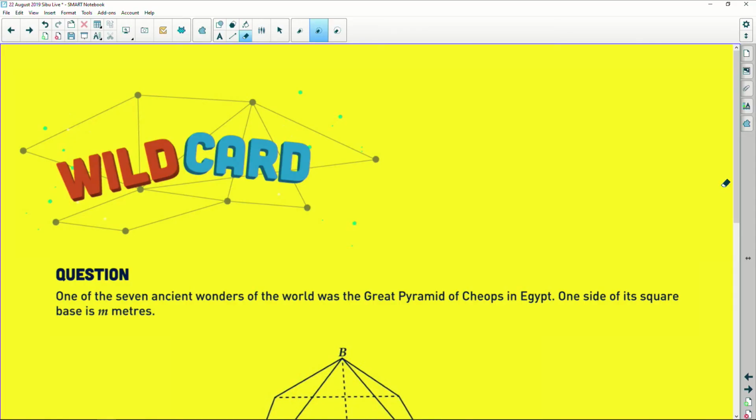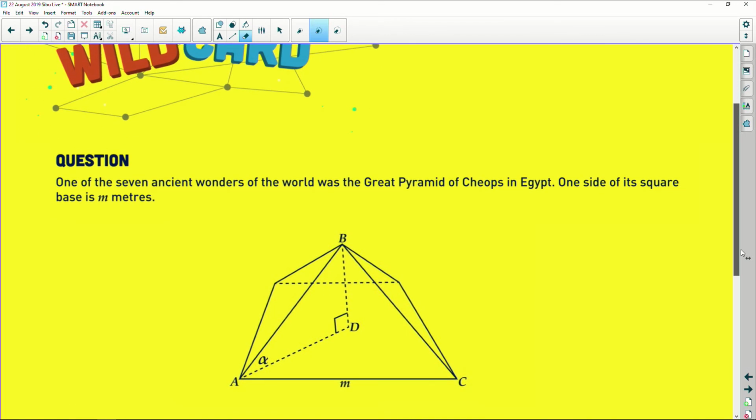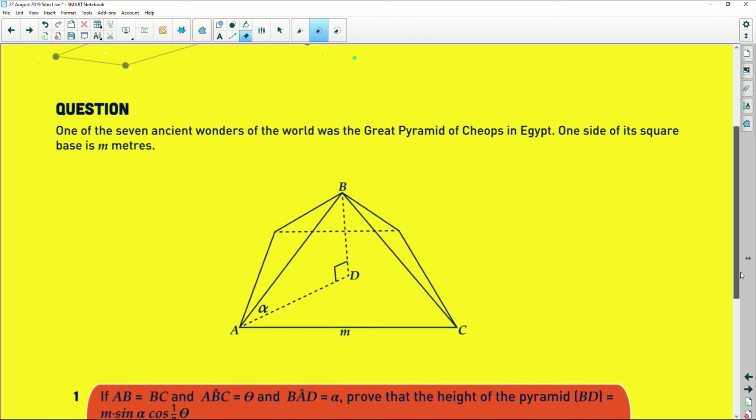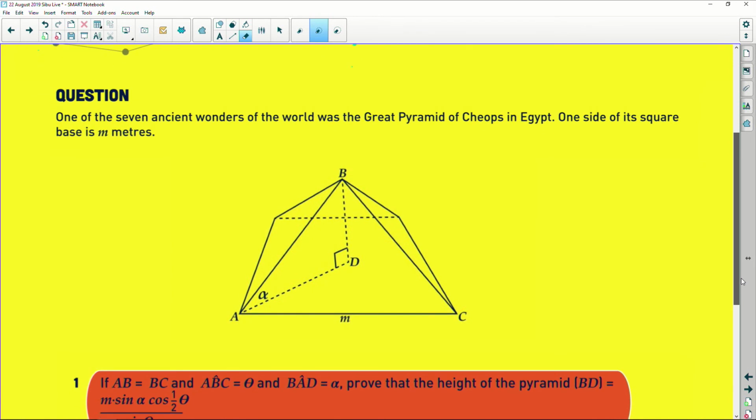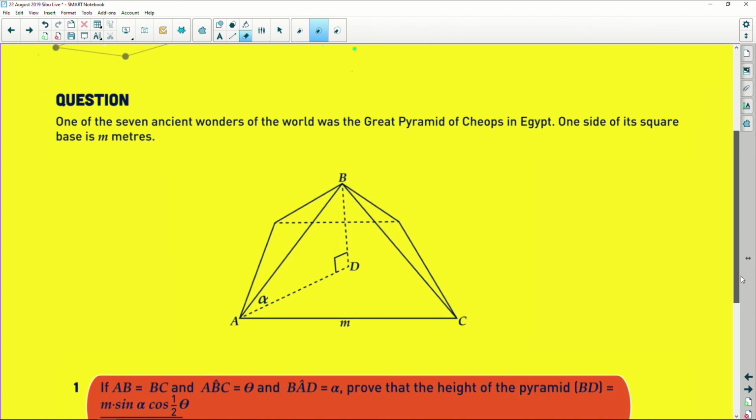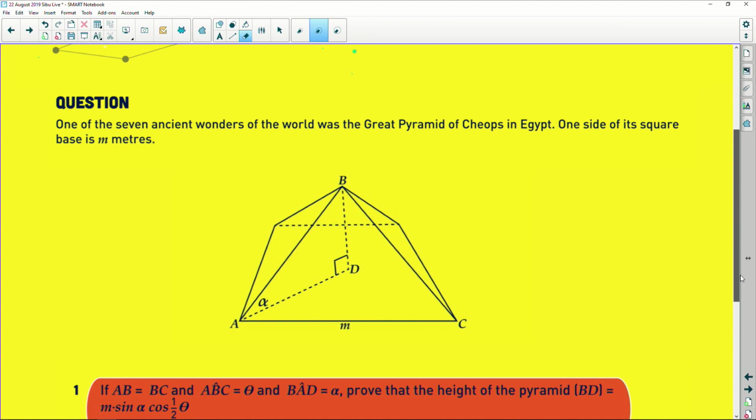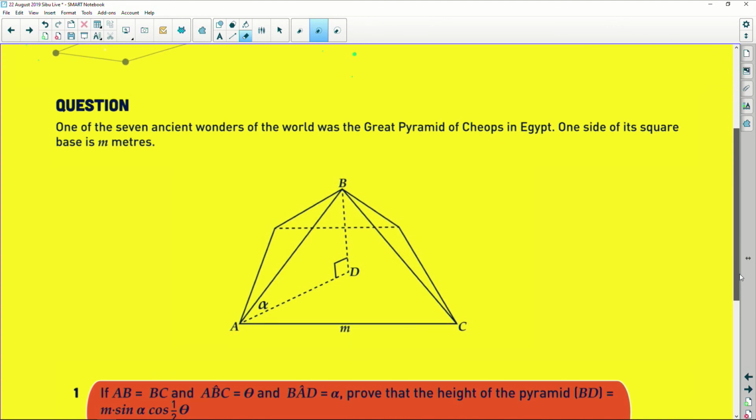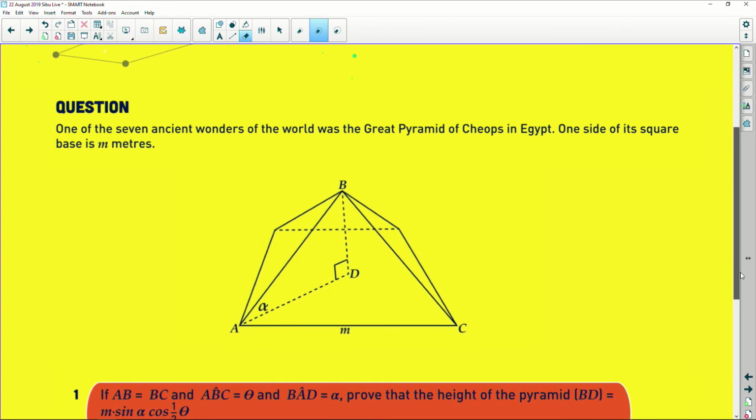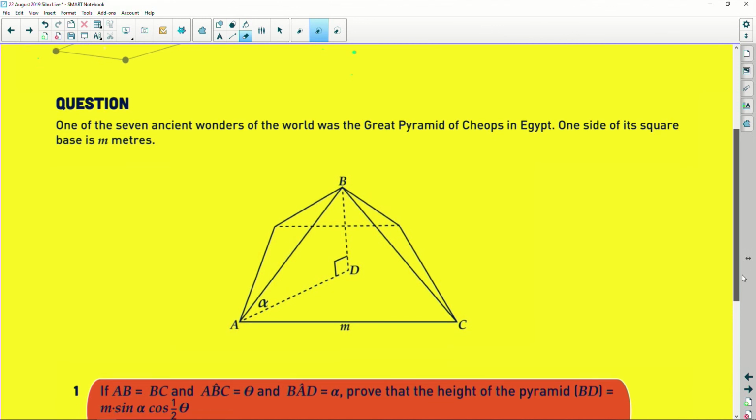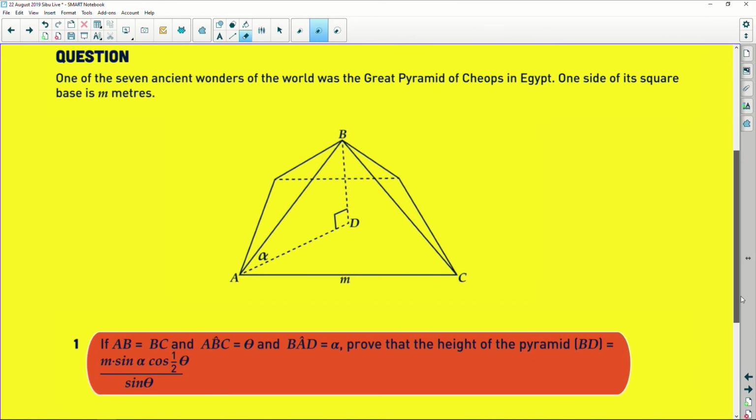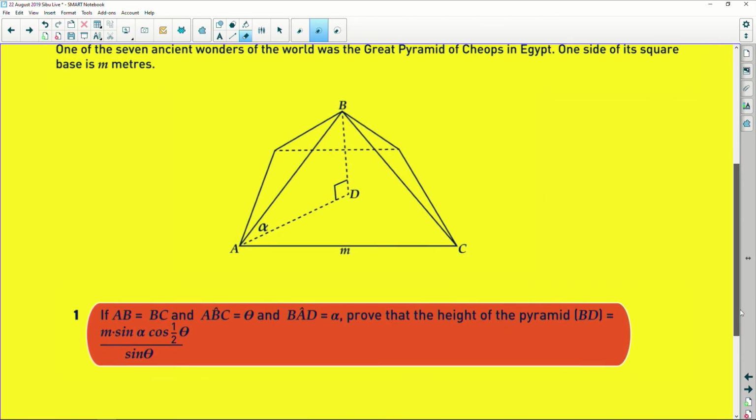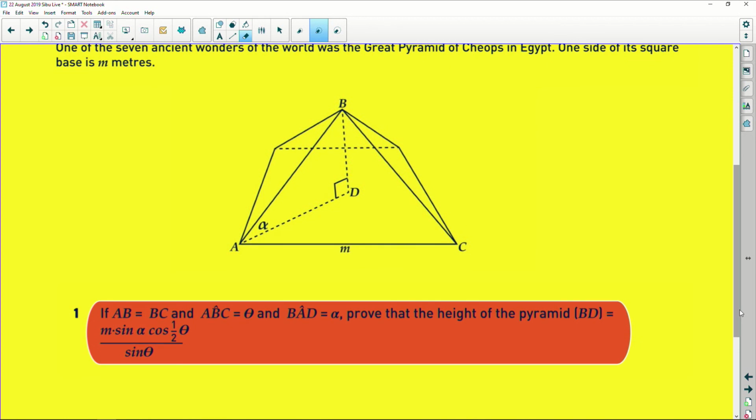According to this question, we are told that one of the seven ancient wonders of the world was the Great Pyramid of Cheops in Egypt. I hope I'm pronouncing that well. One side of its square base is M. Okay, it's got a square base, very important for you to keep that in mind. So the side of its square base is M units, which in this case is M meters.